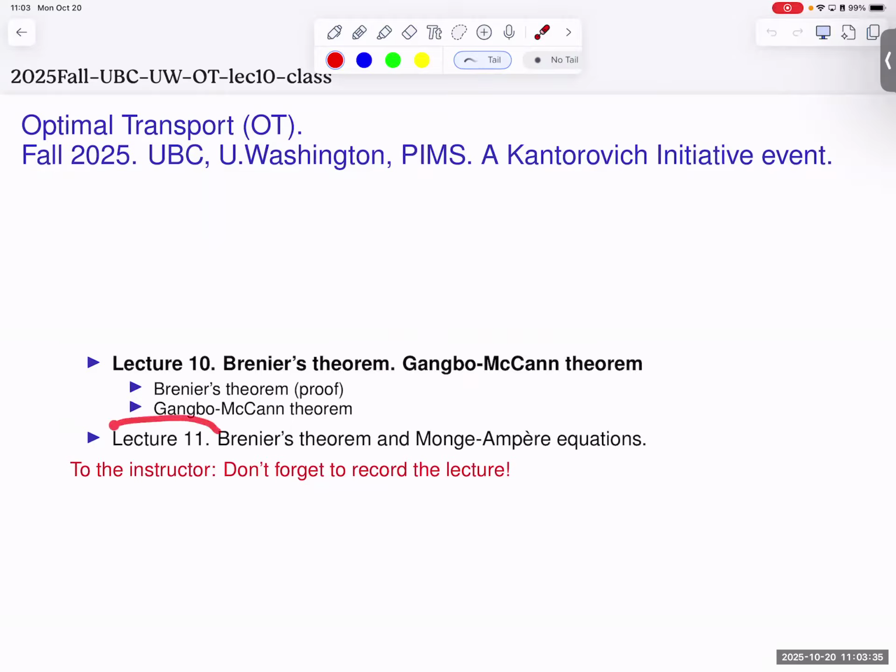Okay, and then on Wednesday, we will connect Brenier theorem to partial differential equations called the Monge equation, and then you will see some exciting applications of that.